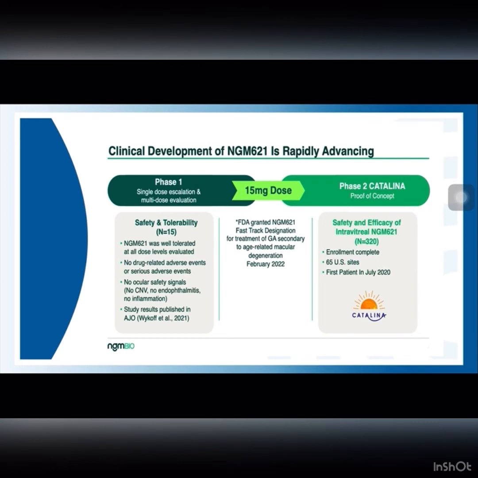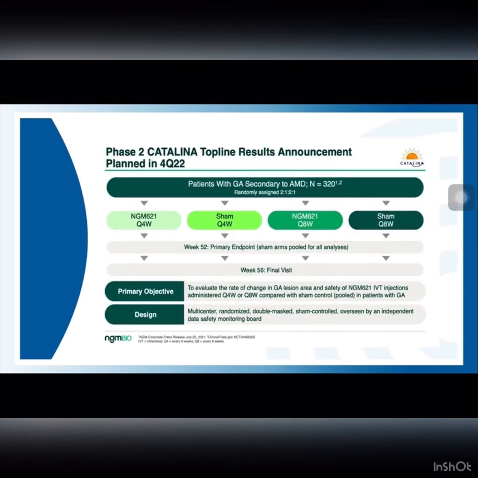The proof of concept phase 2 Catalina study is currently ongoing, and it has enrolled 320 patients across 65 sites in the US. Now let's look at the design of the Catalina study. Patients with GA were randomized 2:1 to either NGM621 Q4 weeks or sham Q4 weeks, or NGM621 Q8 weeks or sham Q8 weeks.